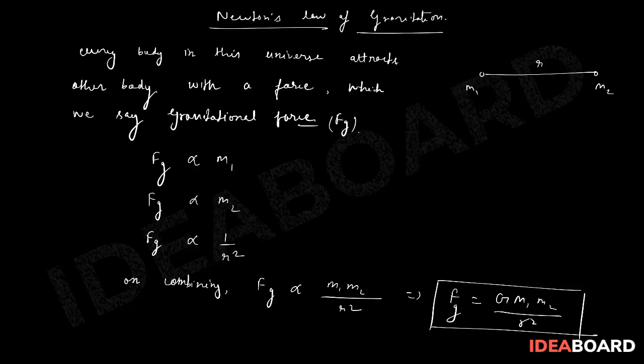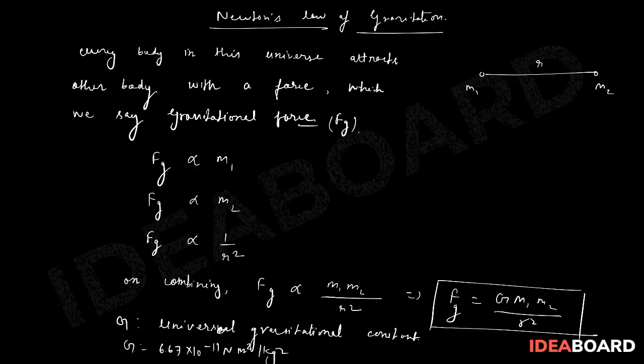So this G here is the universal gravitational constant. The value of G is given as 6.67 times 10 to the power minus 11 Newton meter square per kg square. So I can also calculate the units or dimensions of this G.